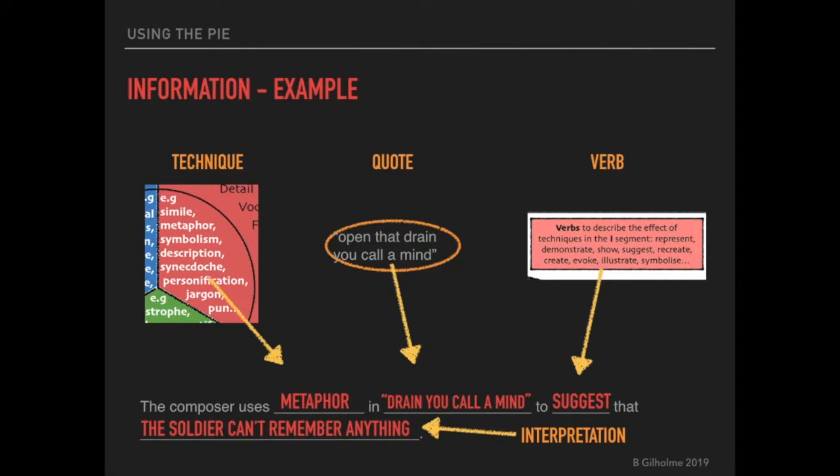So in this case, the reason why the composer has compared the mind to a drain is because the soldier can't remember anything. You can see again that we've got that structure in the sentence, and you can use that as a scaffold to work your way through analysing a quote. So I'll just read that again. The composer uses metaphor in "drain you call a mind" to suggest that the soldier can't remember anything.